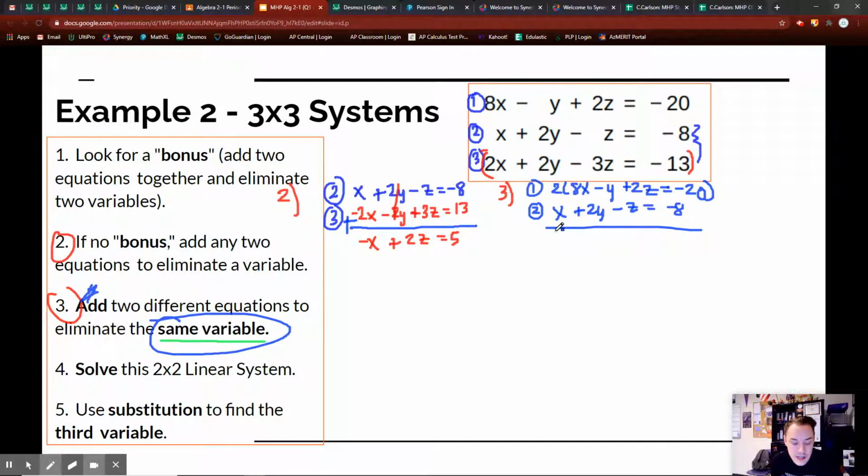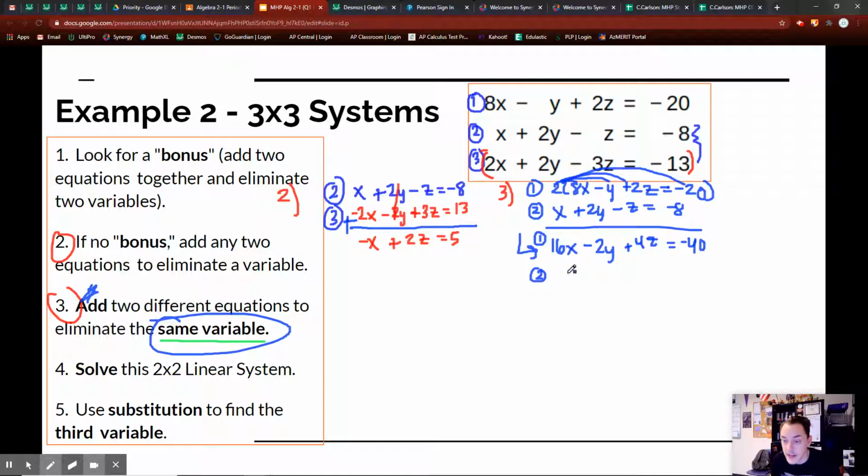Now when I do this, my new equation is 16x minus 2y. This is my new number 1 when I multiply through. Don't forget to multiply literally every single term here. Every single term. Negative 2y and then plus 4z. And then this is going to be equals negative 40.